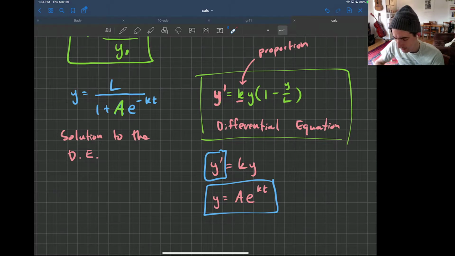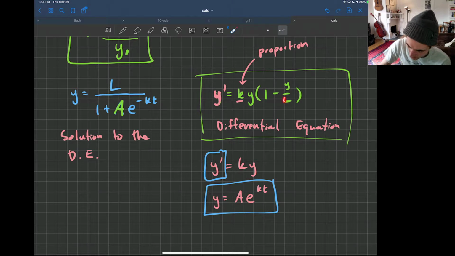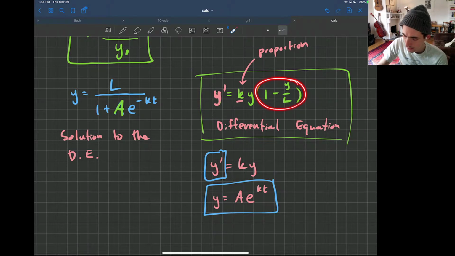Like you can't have an infinite number of humans on a planet. So what is the limit? And that's what L is. The idea is that as y gets closer and closer to L, this is going to get closer and closer to 0.